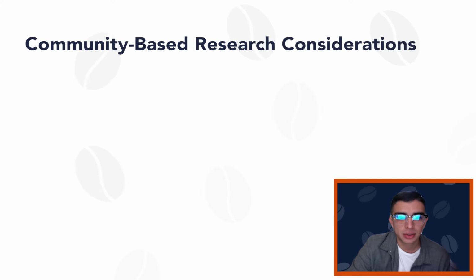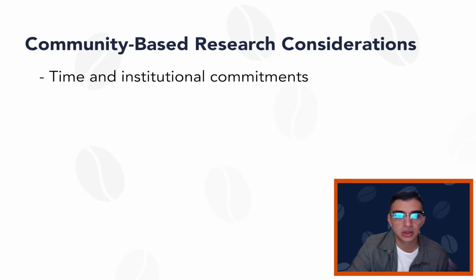Let's talk about some considerations you should make before beginning your community-based research project. Having these considerations in mind will help you create a more effective research project. The first thing you should consider is the time and institutional commitment that is available for your research project. Ask yourself questions like, how does community-based research align with undergraduate or graduate curriculum? How does community-based research align with your university, departmental, or RPT objectives? What internal resources do you need to assist your community-based research project?